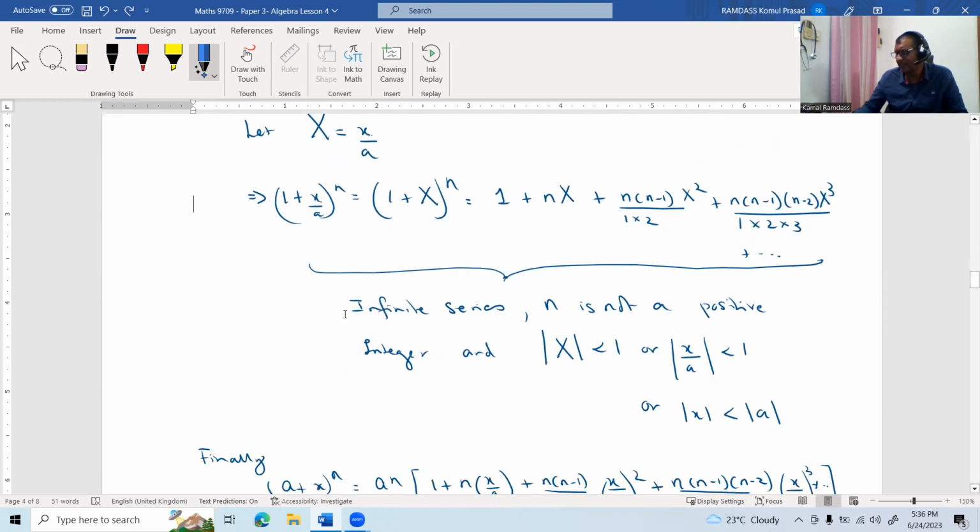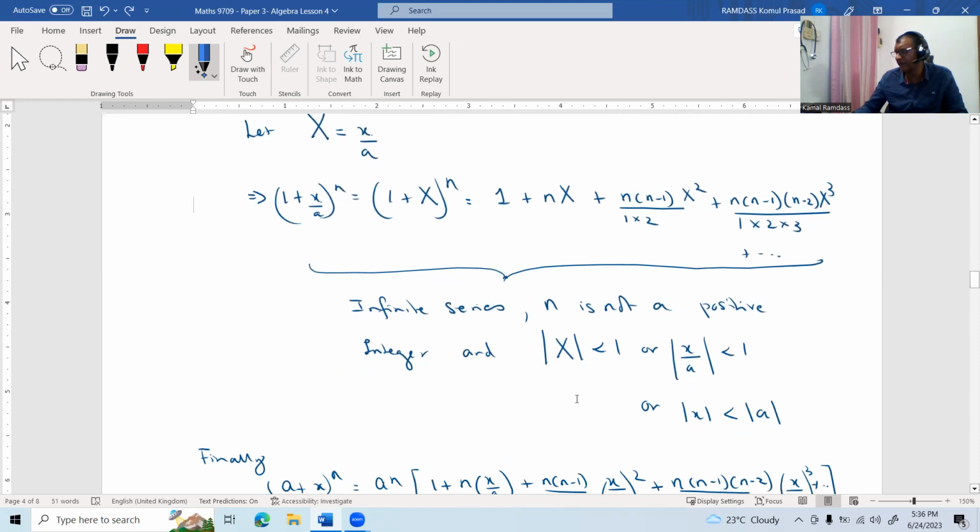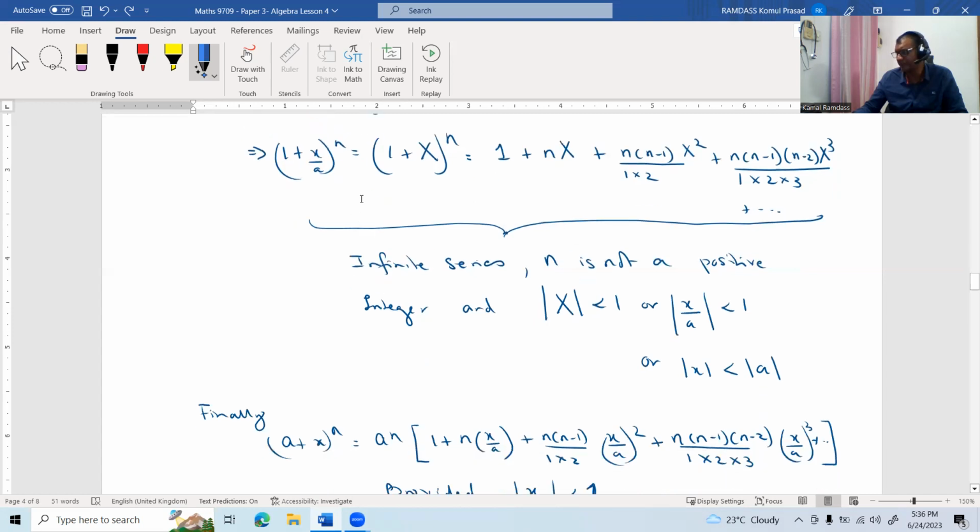Et in finite series, n is not a positive integer, and modulus de capital X is less than 1, c'est-à-dire modulus de small x over a is less than 1, or modulus of x is less than modulus of a. OK? Et ça, c'est une condition pour qui ça expansion là valide.